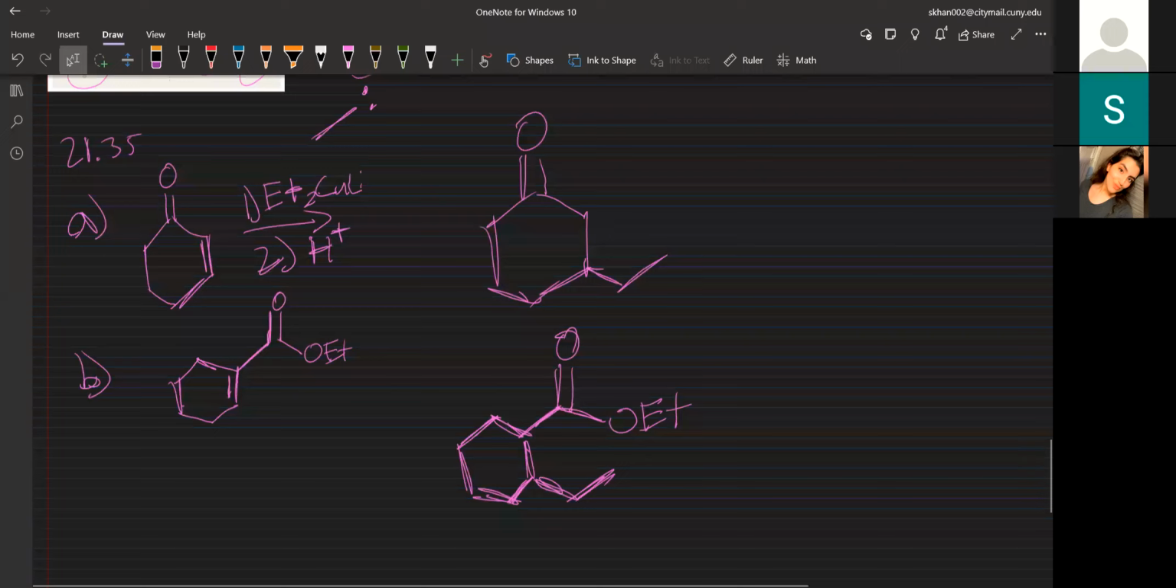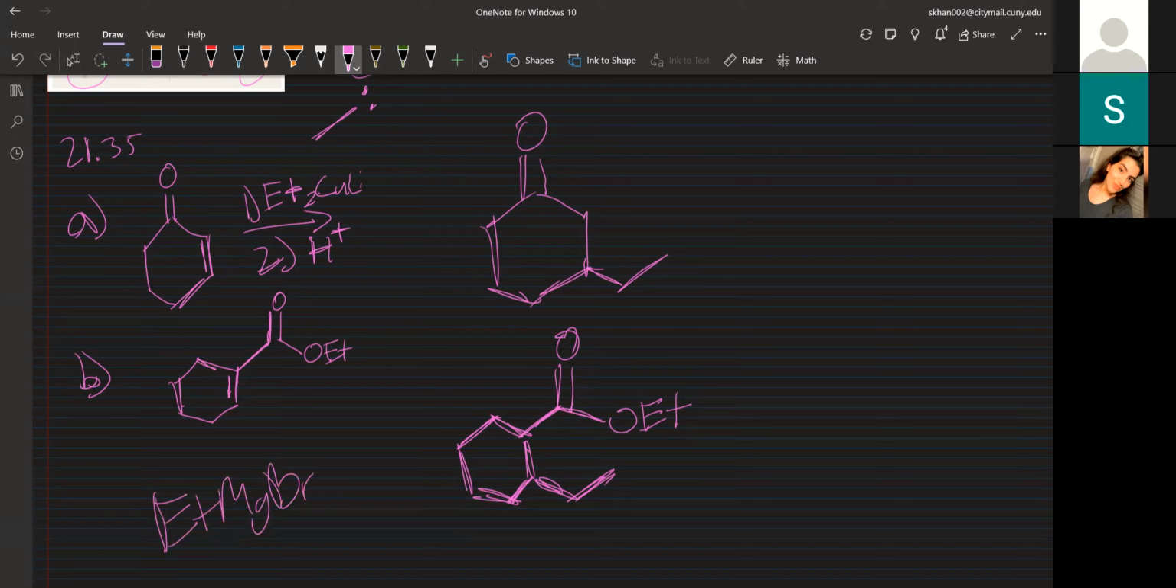So one thing to note, once again, to get you guys thinking: instead of a Gilman reagent, let's say I used ethyl magnesium bromide, or ethyl Grignard, right? Where is that going to react? Is it going to react at the same position, or is it going to react somewhere else?